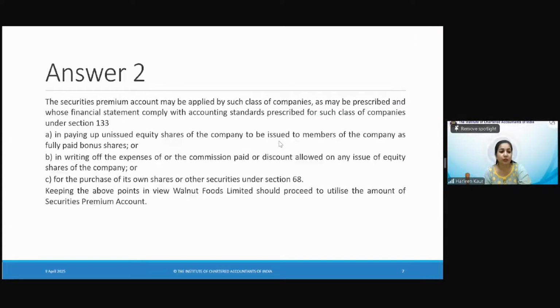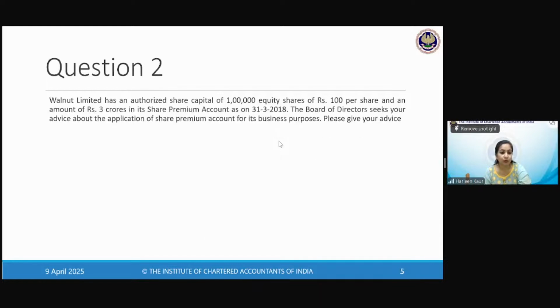Okay, this one you can do. Oh, sorry. Walnut Limited has an authorized share capital of 1 lakh equity shares of ₹100 each and an amount of 3 crores in its share premium account. The Board of Directors have advised your application for the share premium for its business purposes.